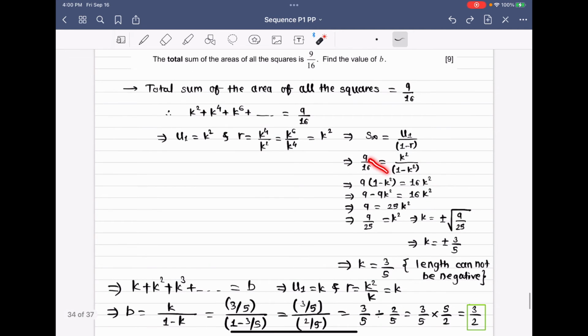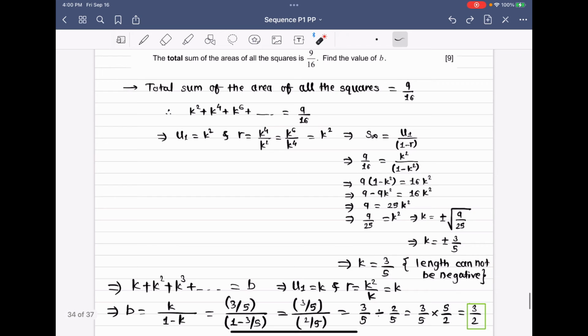Do cross multiplication. 9 times 1 minus k square is equal to 16 times k square. You don't need to make the base same because the middle sign is equal to. Open this bracket. 9 times 1 is 9. 9 times k square is 9k square, is equal to 16k square. Keep this 9 as it is. Take this 9k square on the other side. 16k square plus 9k square is 25k square.